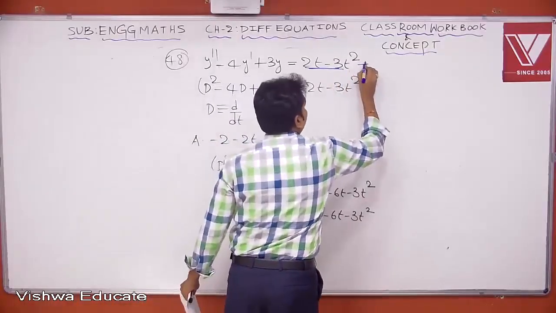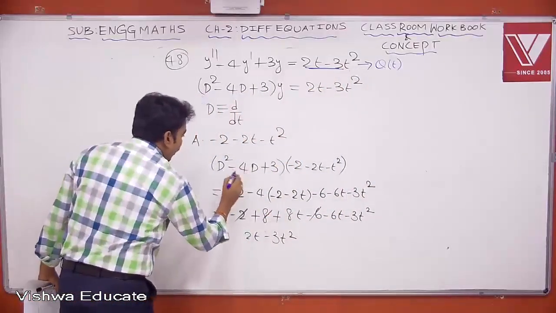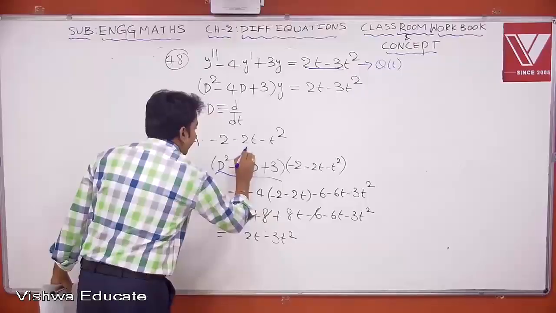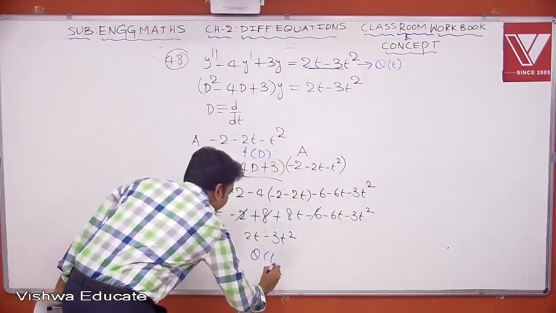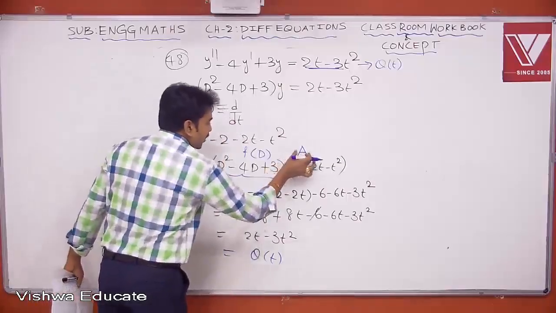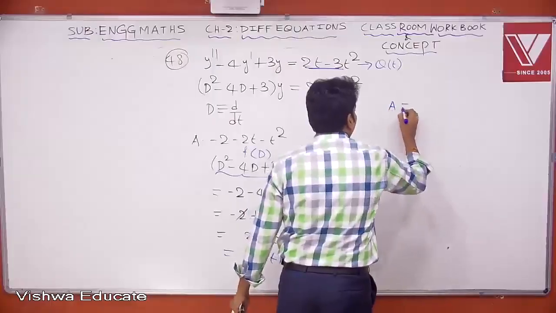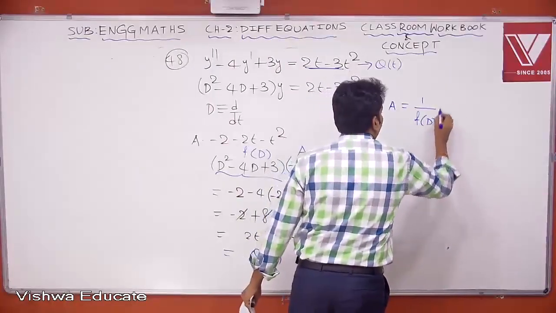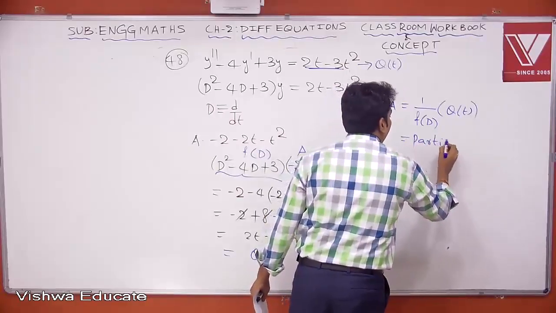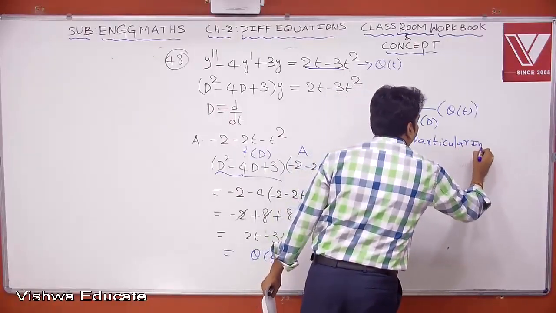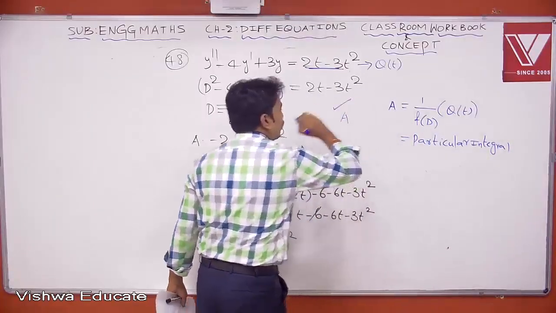So this is nothing but basically a function in the variable t. I call it Q of t. Therefore, this is f of D. So when you apply f of D to option A, we are getting Q of t. Therefore, this A is nothing but 1 by f of D of Q of t. Basically, this is nothing but particular integral. Therefore, in this case, option A is the right answer.